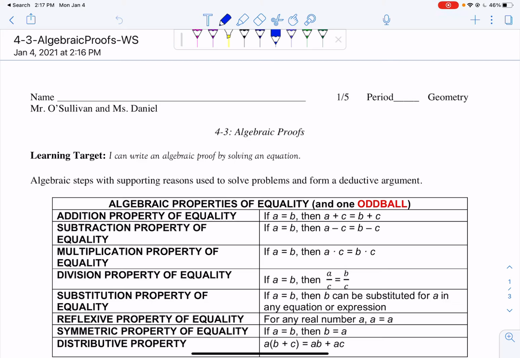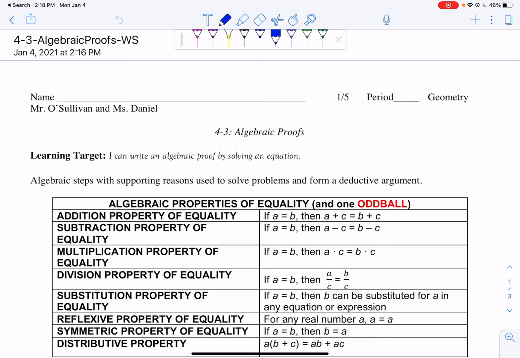Today we're going to be looking at lesson 4-3, Algebraic Proofs. Giving you the heads up, this is not a topic that is tested on the Regents. I can give it to you on a quiz, but it's not going to be on the Regents, but it's going to really help us with our proof writing since this is the first proof that we're going to learn. So today's learning target is I can construct an algebraic proof by solving an equation.